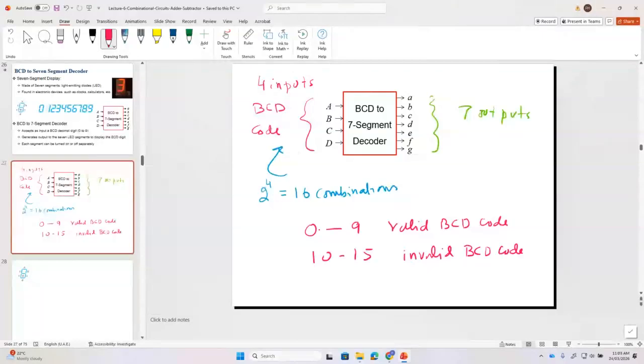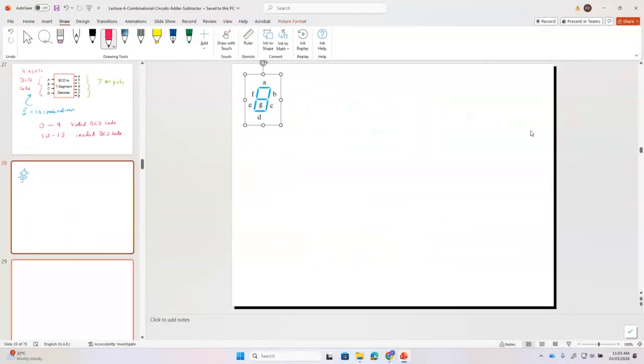Now, what is a 7-segment display? The output is a 7-segment display. So this is a 7-segment display. There are 7 segments. This is my segment A, this is segment 1, this is segment 2, segment 3, segment 4, segment 5, segment 6, and this is segment 7. How many segments do we have? We have 7 segments.